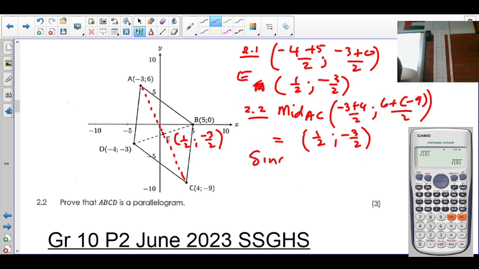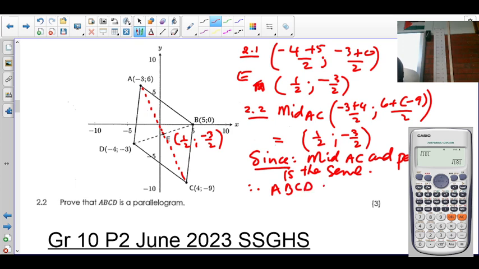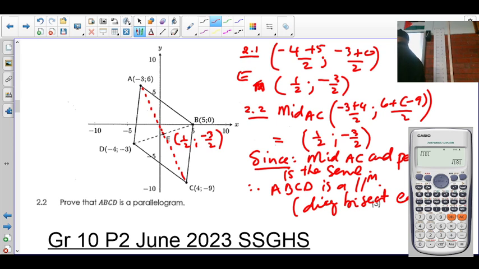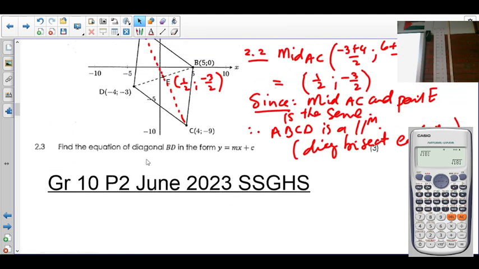So since the midpoint of AC and point E is the same, therefore ABCD is a parallelogram. Why? Because the diagonals bisect each other. Can you see that, people? That's how we prove that it's a parallelogram. Okay. Let's look at number 2.3.